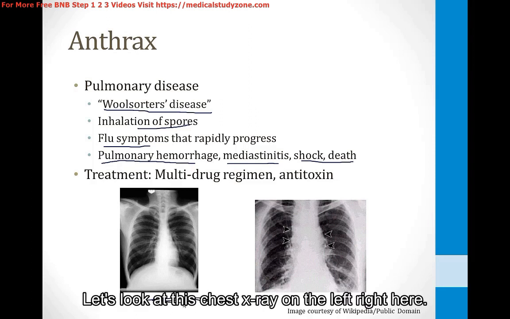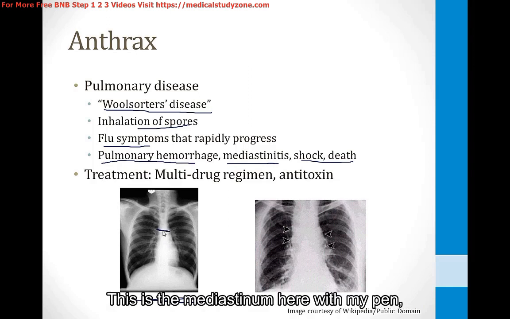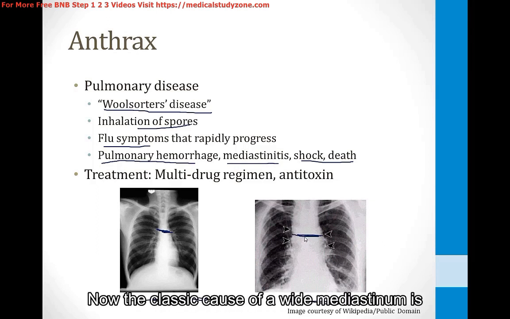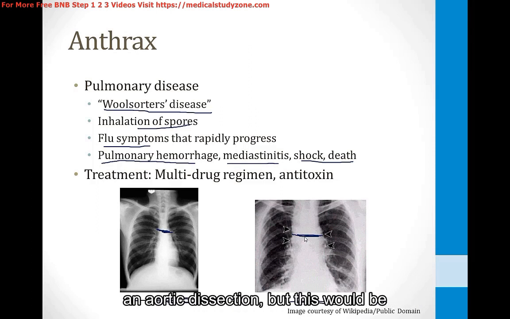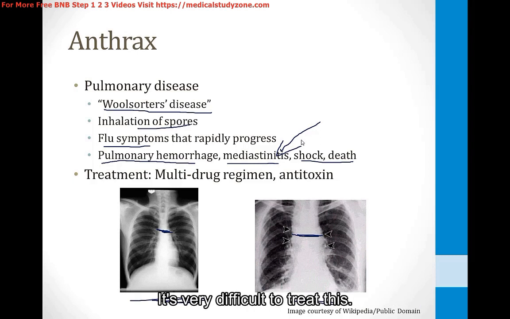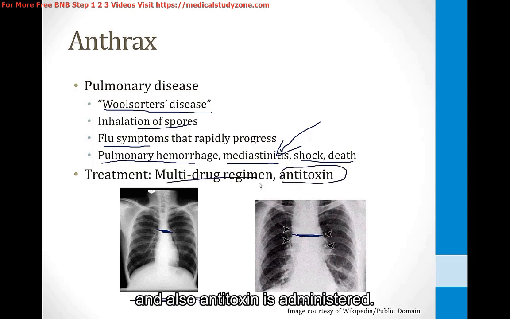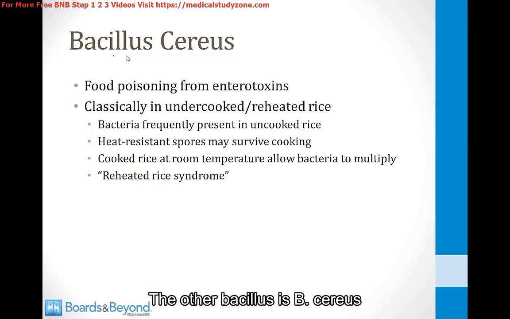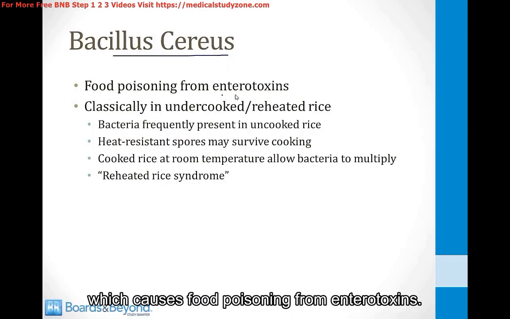Let's look at this chest x-ray on the left right here. This is the mediastinum here with my pen, and it's relatively narrow and normal appearing. Now let's look at the one on the right. This is the mediastinum here. It's much, much wider than normal. Now, the classic cause of a widened mediastinum is an aortic dissection, but this would be a patient with flu-like symptoms and a possible anthrax exposure. If they develop a widened mediastinum, they have mediastinitis from the anthrax bacteria. It's very difficult to treat this. Usually a multi-drug regimen is given, and also antitoxin is administered. The other bacillus is B. cereus, which causes food poisoning from enterotoxins.